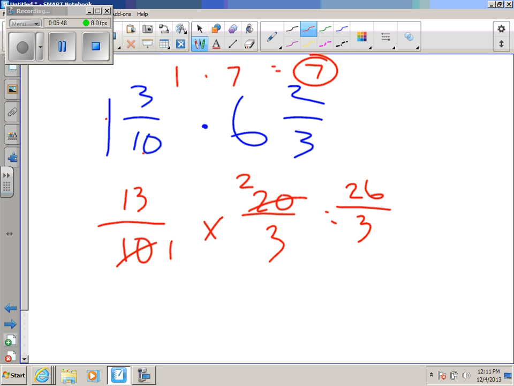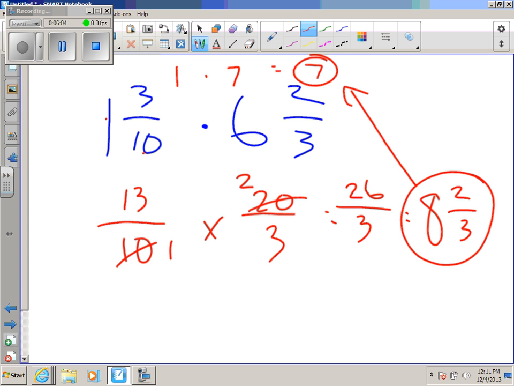Do you have to simplify this? Yes, you do. How many times can we put 3 into 26? Which is 24. 8 and 2/3. Now, how does that compare to our estimate? Close enough. I mean, you have to also understand that this is going to be off by a little, because they're not really 1, and it's not really 7. But it gives you an idea.